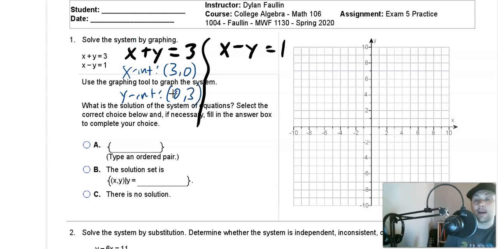With 2 points, you can graph this because it's a linear equation. You just need 2 points. So we have 3, 0 and 0, 3. That gives me these 2 points. With those 2 points, I can draw my line.